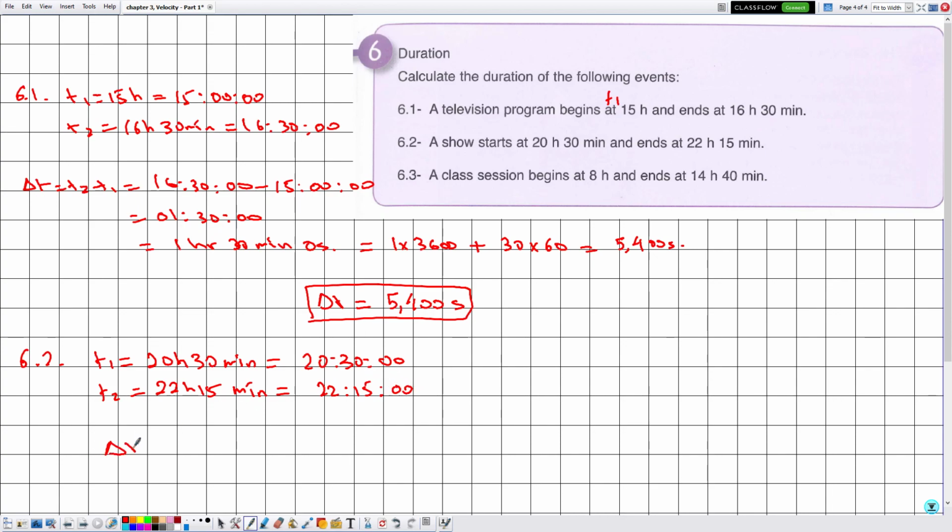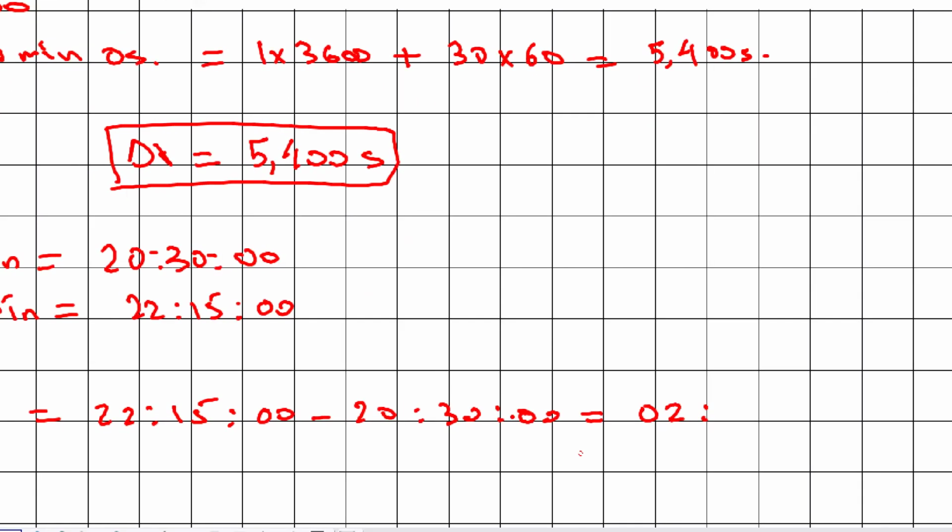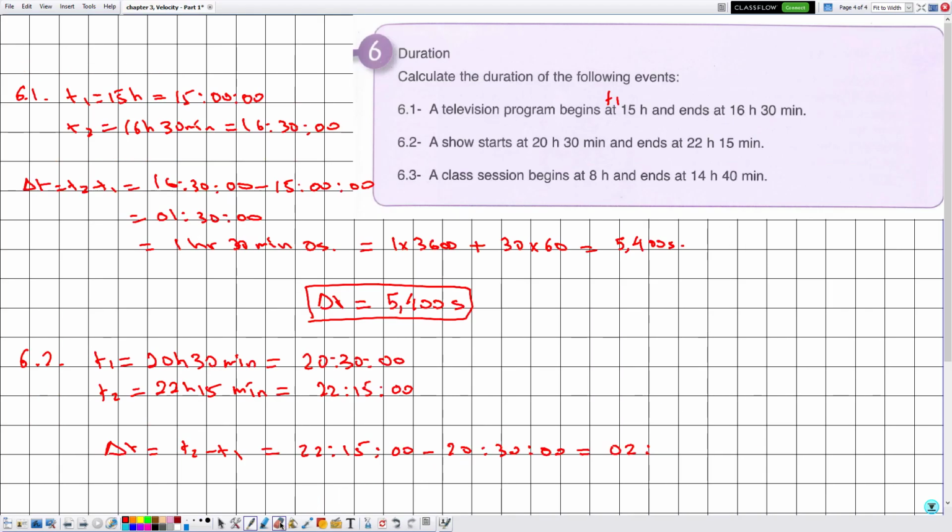Then in this case delta t is equal to t2 minus t1, which is equal to 22:15 minus 20:30. So 22 minus 20 is given by 2 hours. Now here we have a problem because we cannot subtract 30 from 15. This will give us a negative quantity of minutes, which is not accepted. So in order to do so, what we will do is that this can be considered to be 21.